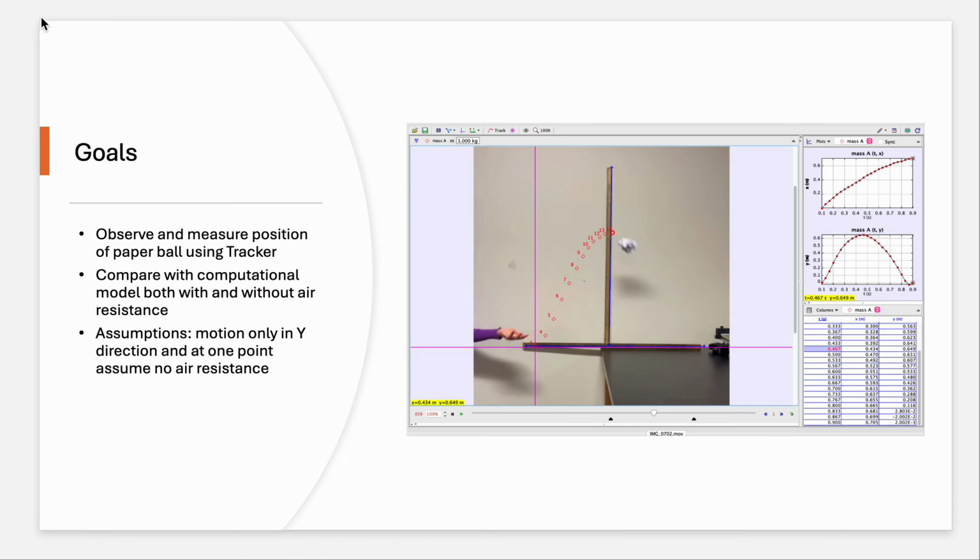The goals for this lab are to observe and measure the position of the paper ball using tracker, and then compare that with a computational model both with and without air resistance. The assumptions that I made in this lab were that we were only tracking motion in the y direction, and at one point we are assuming no air resistance.